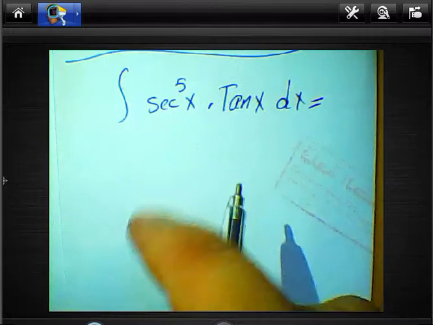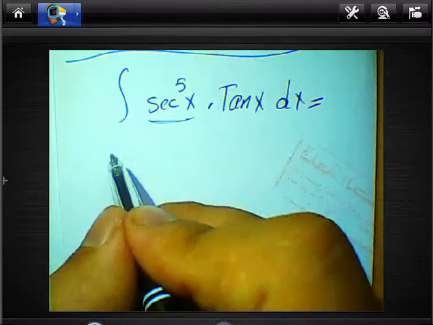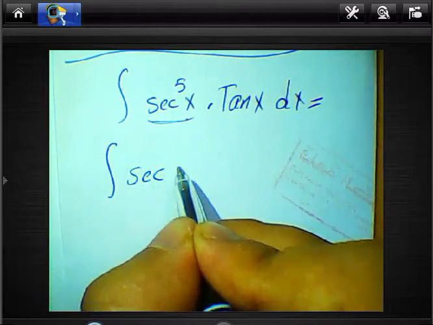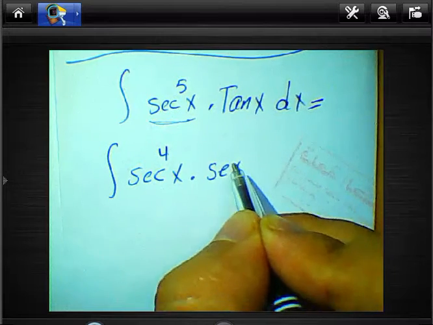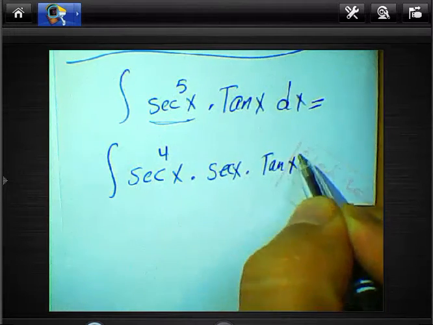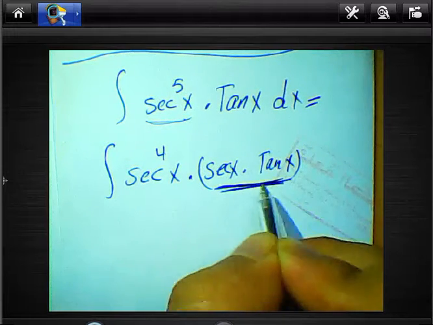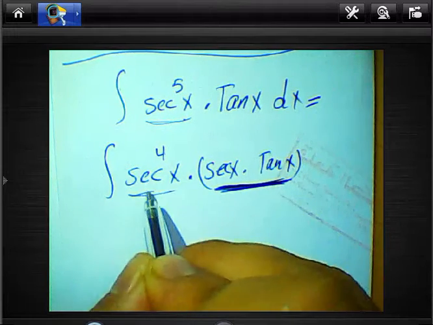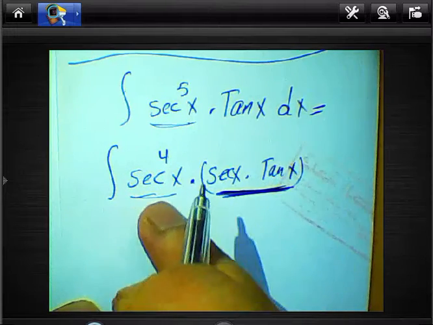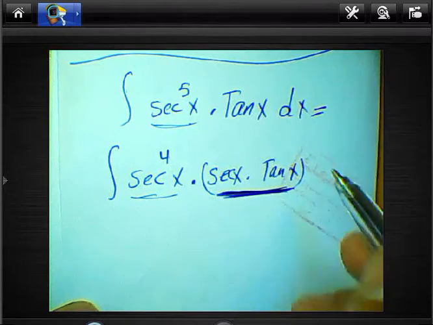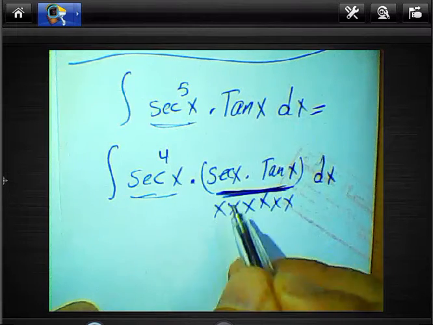Look at this example. We know the derivative of sec is sec tan, so we can write sec to the fifth x as sec to the fourth x multiplied by sec x times tan x. Why do we do this step? Because sec tan is the derivative of the function sec x. The derivative of sec x equals sec tan. So we must cancel this expression.